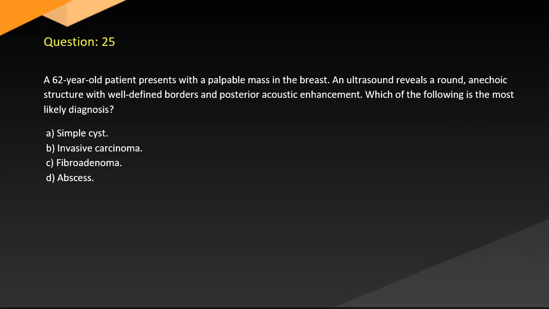Question 25. A 62-year-old patient presents with a palpable mass in the breast. An ultrasound reveals a round anechoic structure with well-defined borders and posterior acoustic enhancement. Which of the following is the most likely diagnosis? A. Simple cyst. B. Invasive carcinoma. C. Fibroadenoma. D. Abscess.